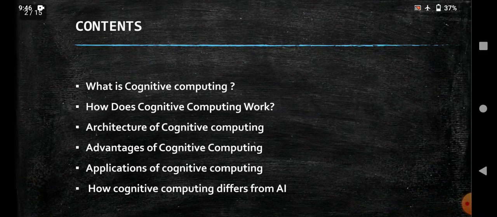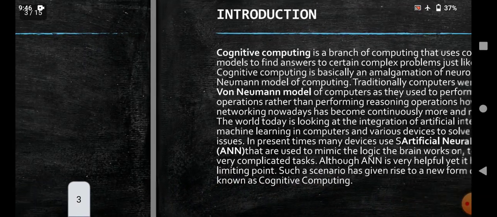Let's have a look at the main contents of this topic. First we will see what is cognitive computing, then how does cognitive computing work. After this we will discuss the architecture of cognitive computing, and moving on, the advantages of cognitive computing and various applications of cognitive computing, and finally we will also discuss how cognitive computing differs from artificial intelligence.